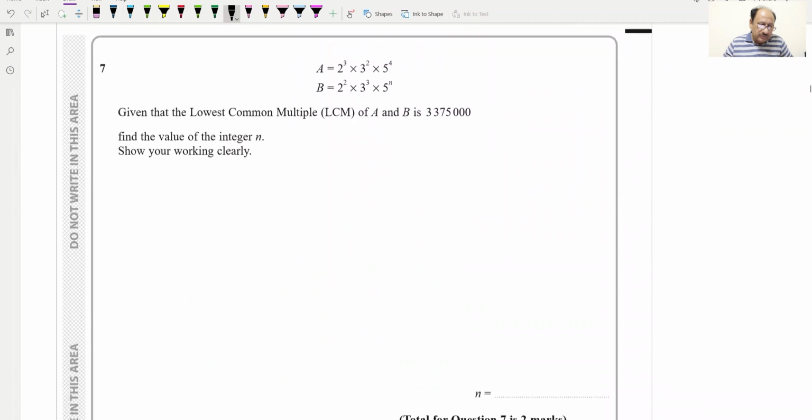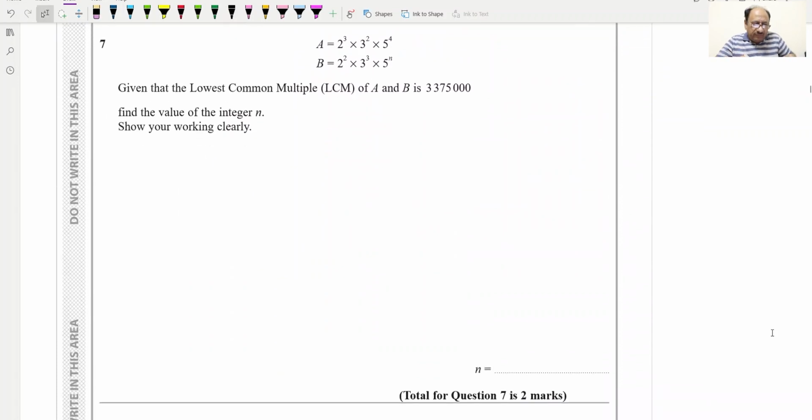Hopefully you understood this. Now question number 7. Question 7 says A is equal to this and B is equal to this. Given that the lowest common multiple, LCM, of A and B is this one, find the value of the integer n. Show your working clearly. So what we can do, we can check basically.